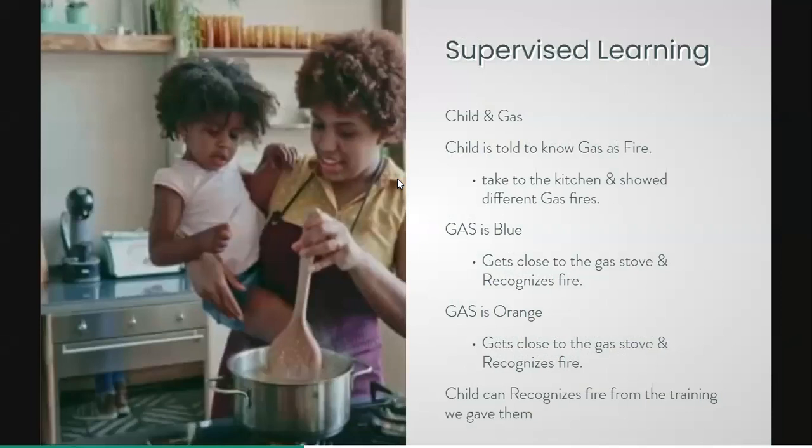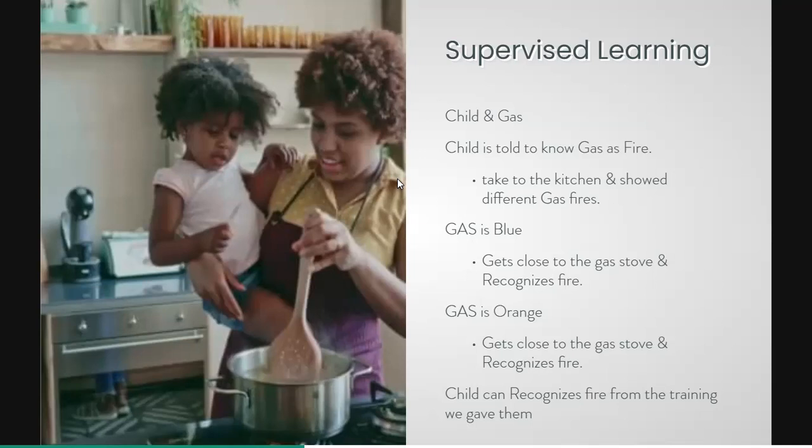Now, let's take another analogy. If you have a child, or some of you have grown up around siblings, a sister, a cousin, any kid you've ever interacted with, right? Let us have an analogy of a child and a gas stove. If you light up a gas stove and you show it to the kid and you tell them, this is hot, this is fire, it will burn you if you put your hands there, right?